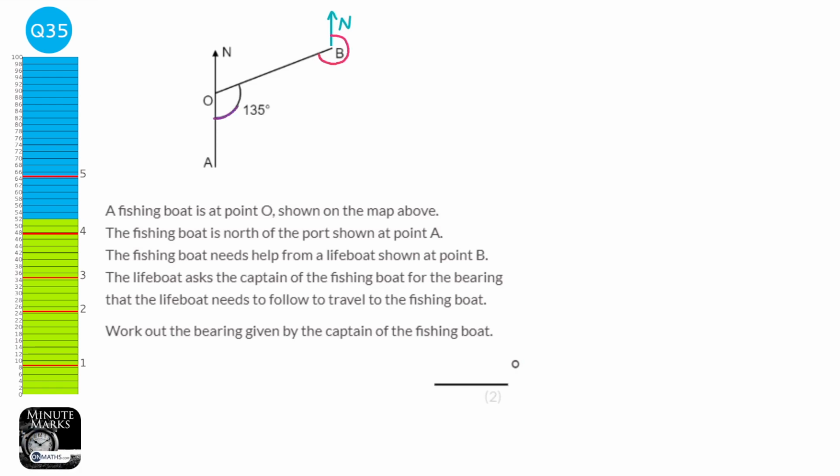Now, this angle, which is given to us in the question, and this angle here, which I'm just going to call x, are going to be equal. So x is going to equal 135 degrees.